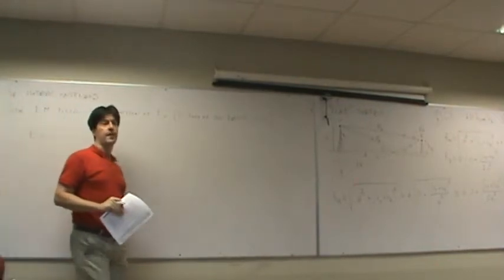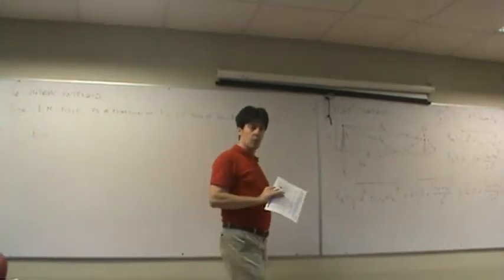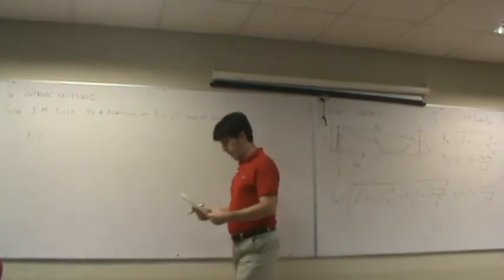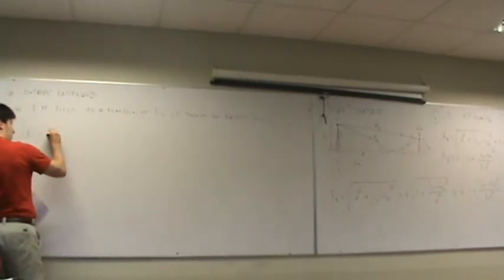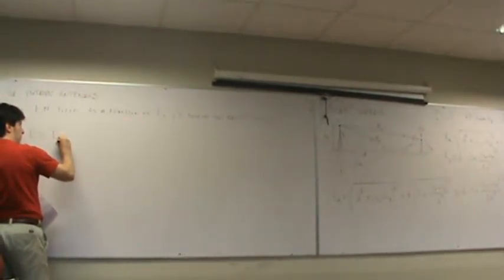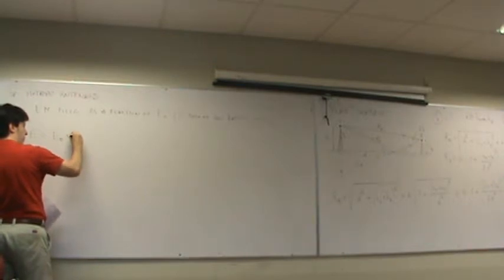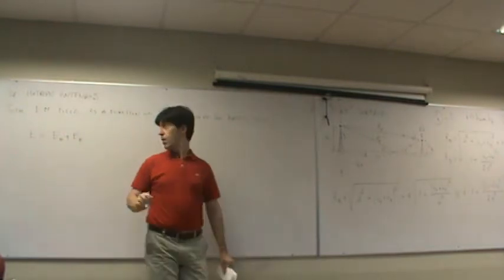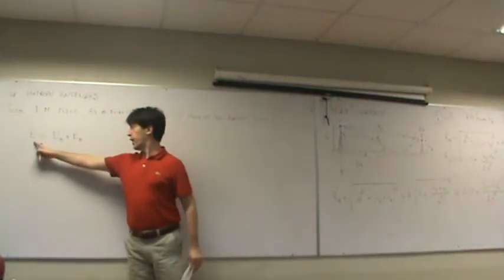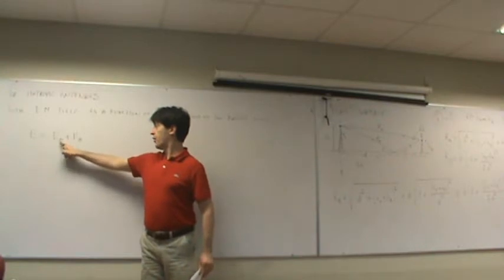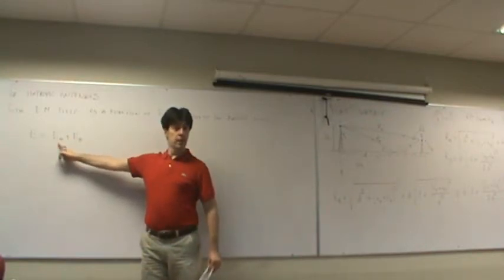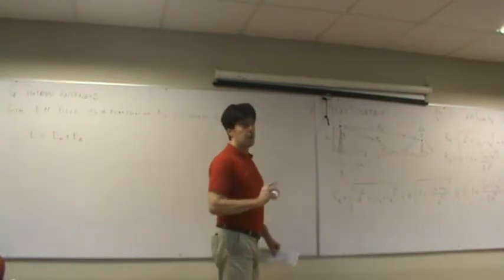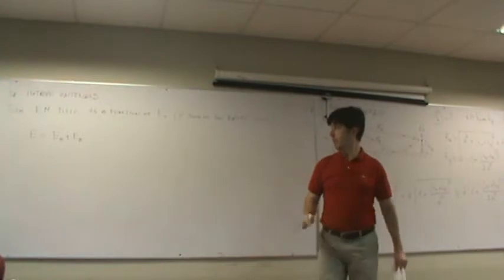Okay, what will be the total field? Assuming that the electric fields are parallel to each other, so we don't have to mess with the vectors, we can write the total electric field as the summation of the direct field, the field of the direct wave, plus the field of the reflected wave.